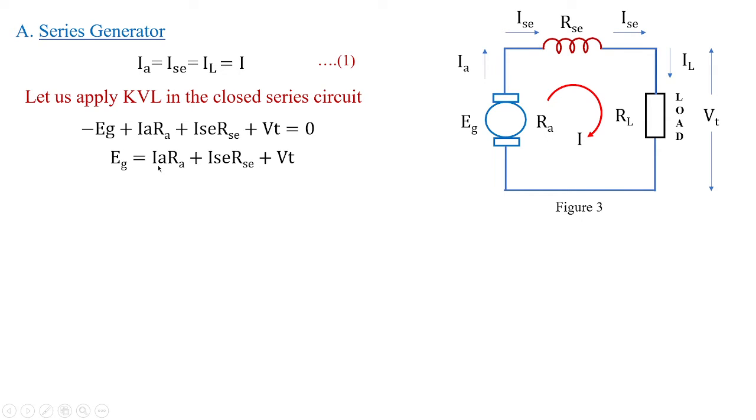Hence, the generator voltage is equivalent to IaRa plus IseRse plus VT. In fact, I can take Ia equivalent to Ise. So in total, I can take the value of current as I or Ia, times the combination of Ra plus Rse, plus VT. So this is the equation for series generator when we look at the circuit shown in figure 3.